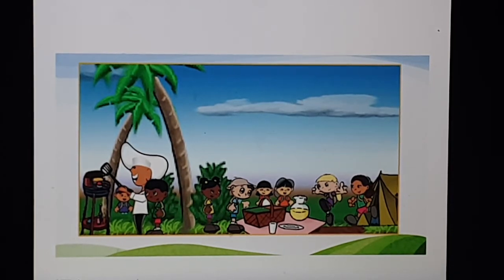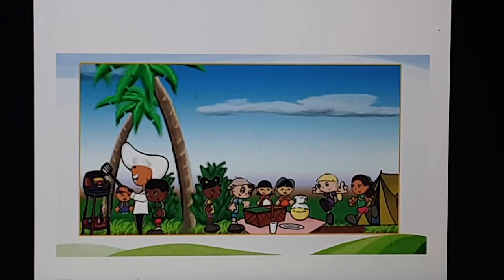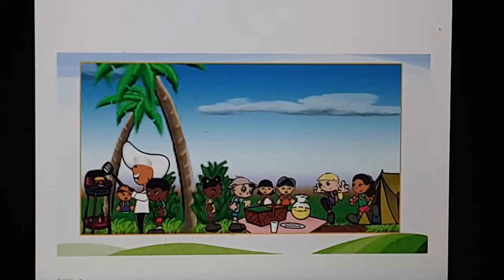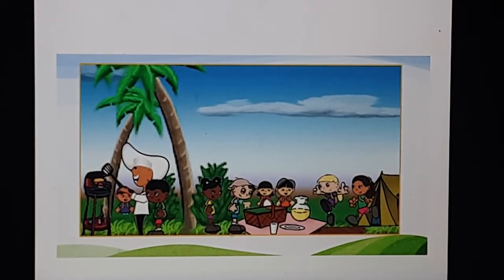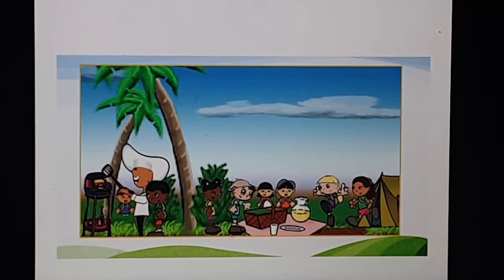Try to observe this. Yes, this can be a picnic scene. Now, what else do you see? Behind the scenes, what do we see? We see clouds, we see trees, we see children. And how many children do we see? What are these children doing? What can these children be thinking about?